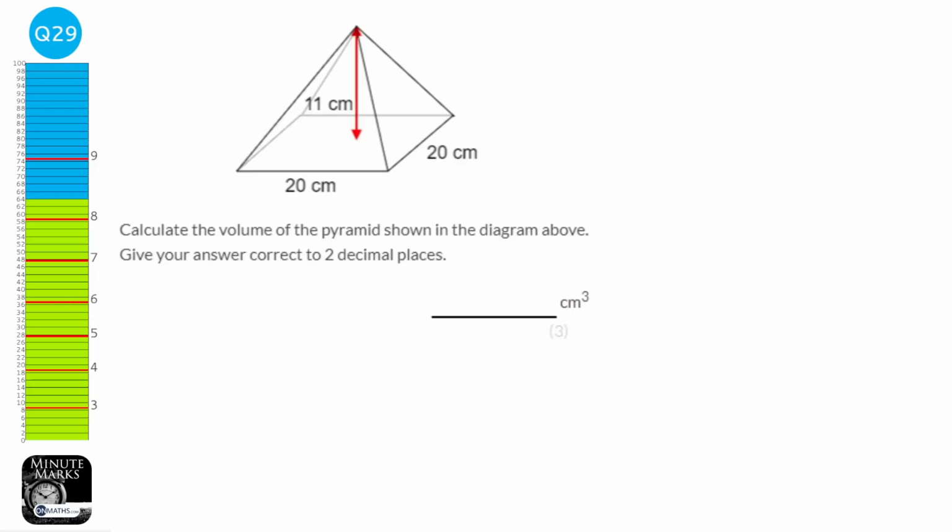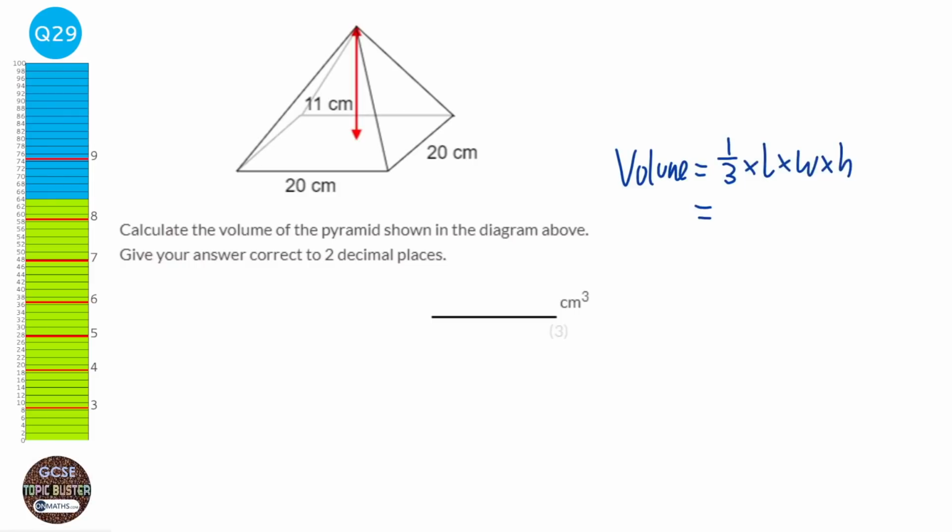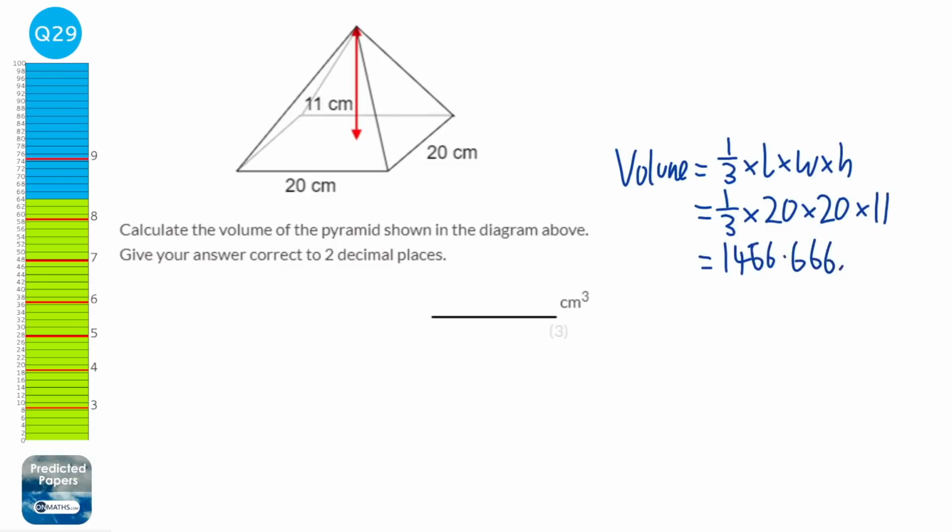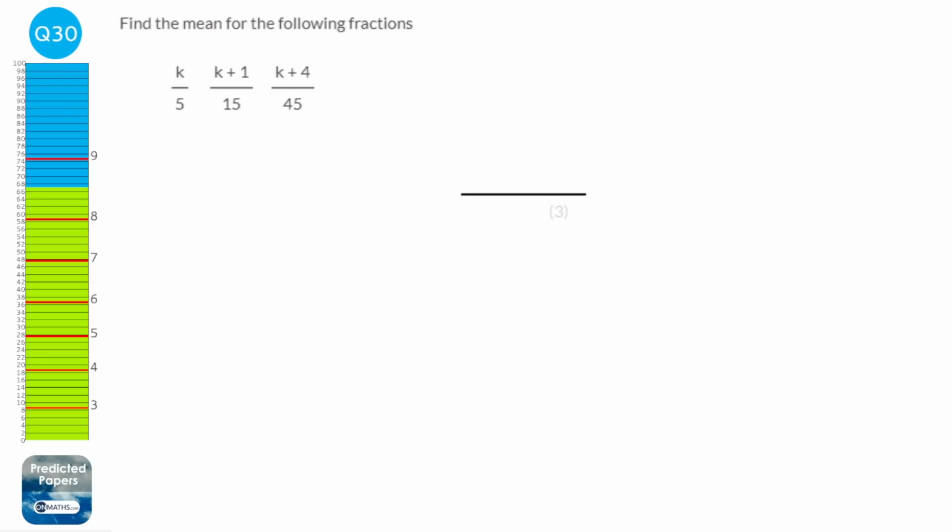The volume for a pyramid is 1/3 times the length times the width times the height for a square or rectangle based pyramid. And so we've got 1/3 times the 20 times the 20 times the 11, and that gives us 1466.666 recurring. And so to 2 decimal places, that is 1466.67 centimeters cubed.